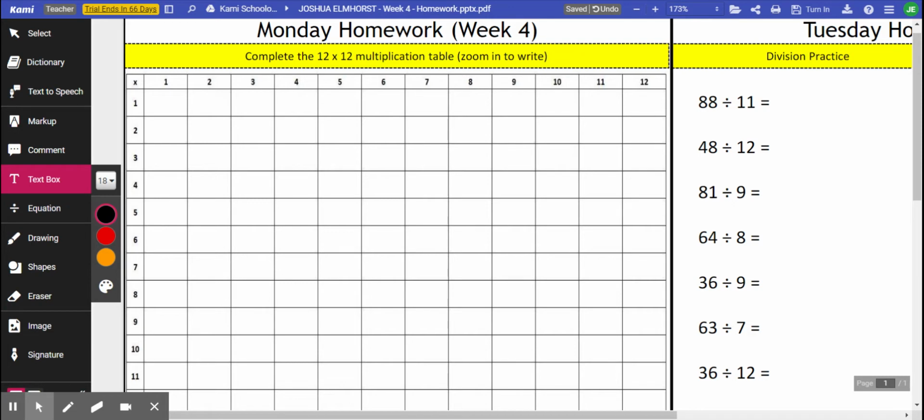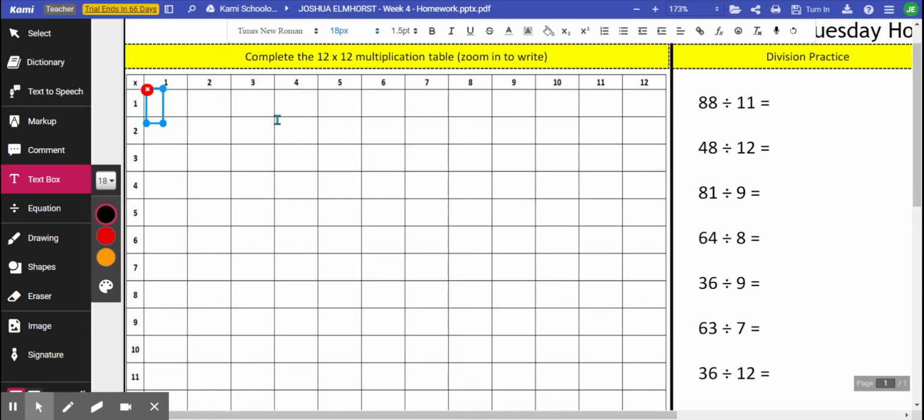So for Monday, we're going to focus on our multiplication facts as we are going into multiplying and dividing integers. There's a couple ways you could do this. How the multiplication table works is you've got the column going across the top, and we're going to multiply 1 times 1, and you could write it in there, or I checked it already. You could use the text size 18, and text size 18 works.